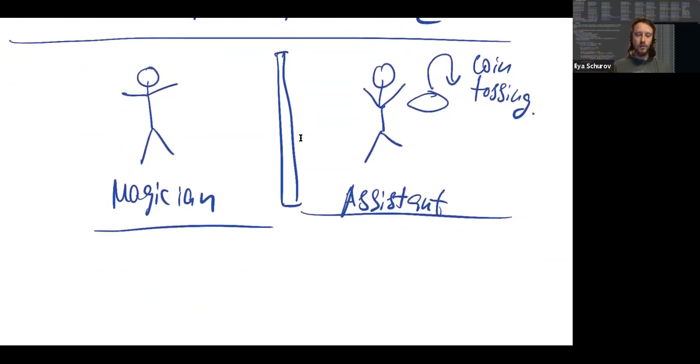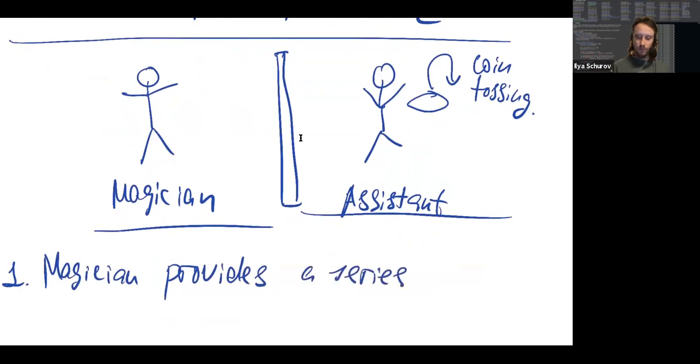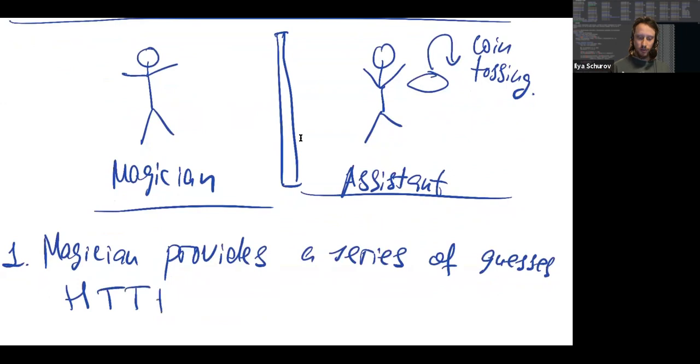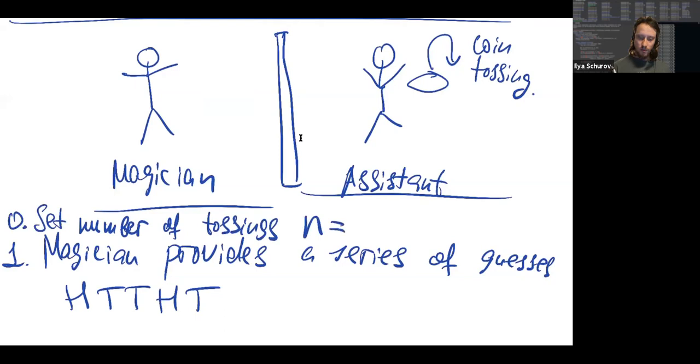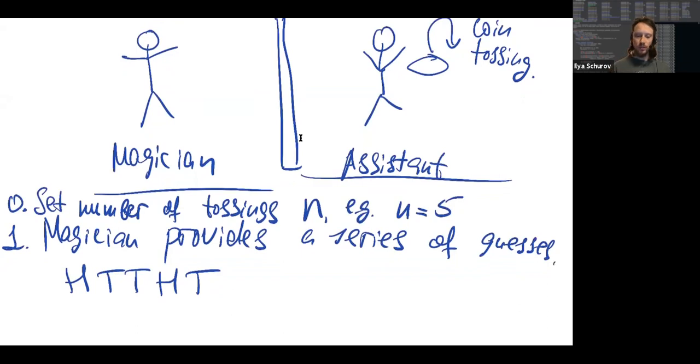So our experiment is conducted in the following way. First, the magician provides a series of guesses. For example, head, tail, tail, head, tail. At the beginning, we set the number of tossings, for example, n equals 5. And then the magician provides a series of guesses like head, tail, tail, head, tail.